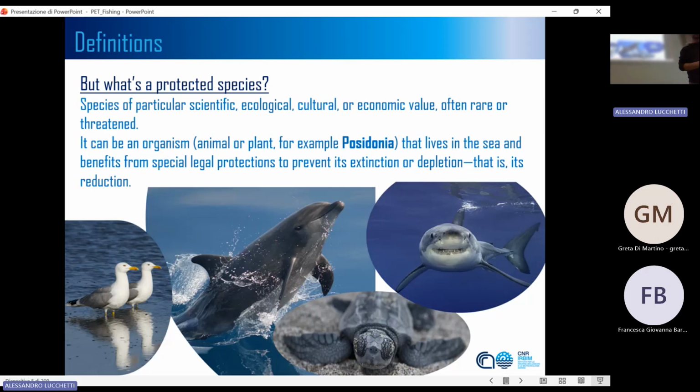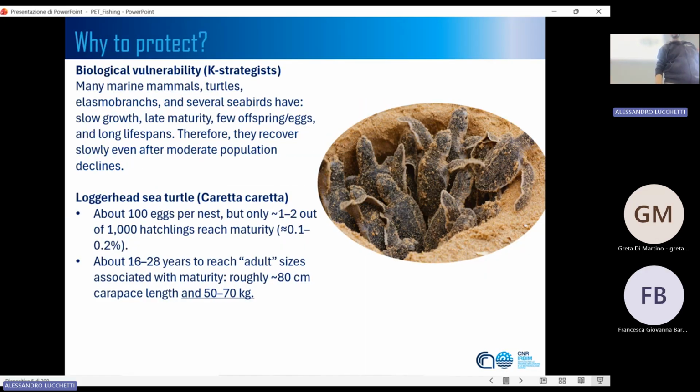But why should the species be protected? Probably you heard about that several times, but because there are scientific, ecological, cultural, economic values in these species. We are not speaking just about dolphins, turtles, and so on, but also Posidonia, because Posidonia is important: they protect the environment, they enrich the environment, and so on. Several species are protected because they are key strategic species.